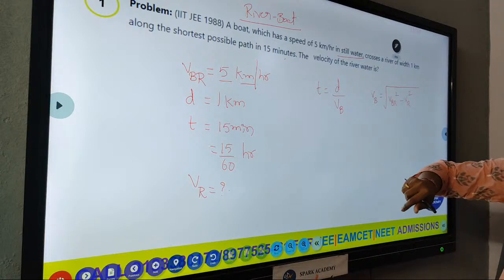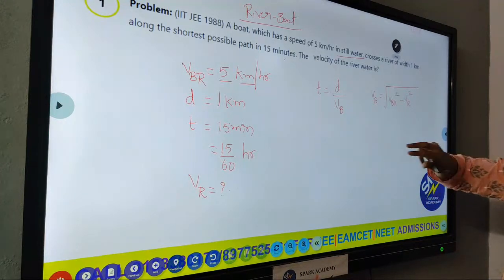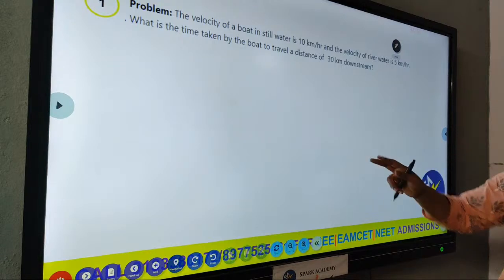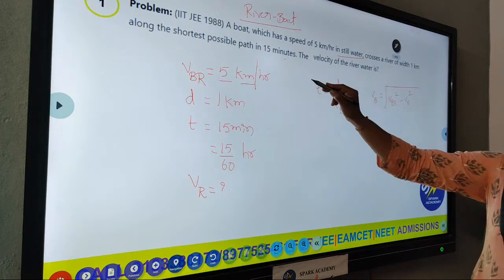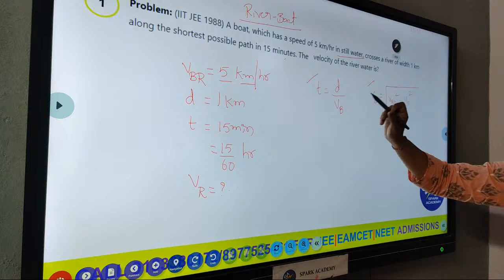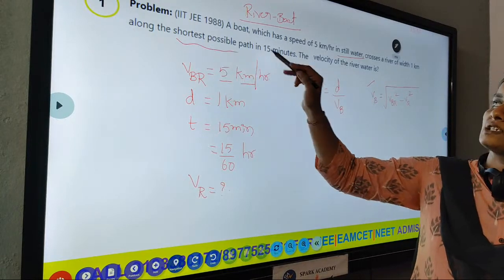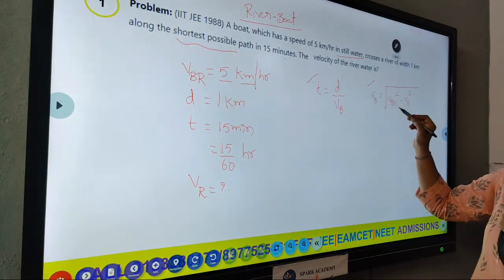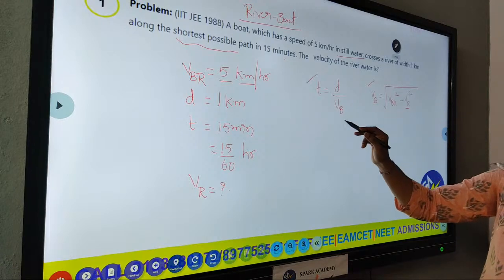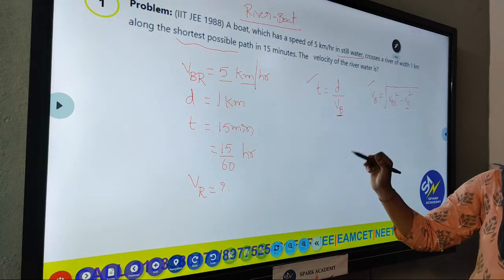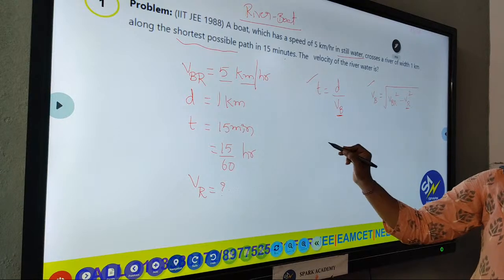These are the results we have from the third case. This question is the shortest possible path case. They are asking the velocity of the river. So let us first find the velocity of the boat, where time is given and distance is given.